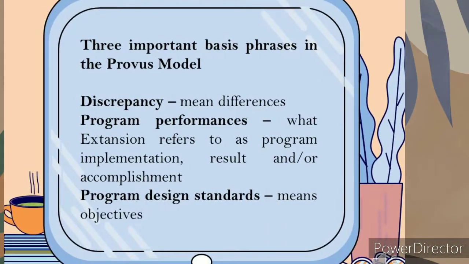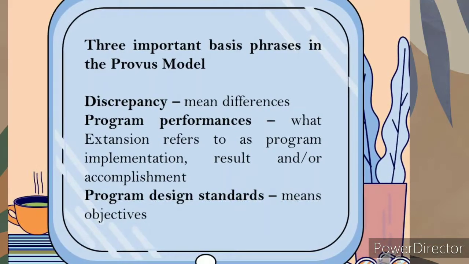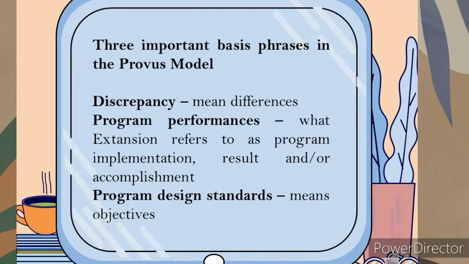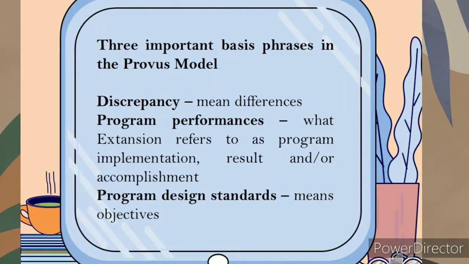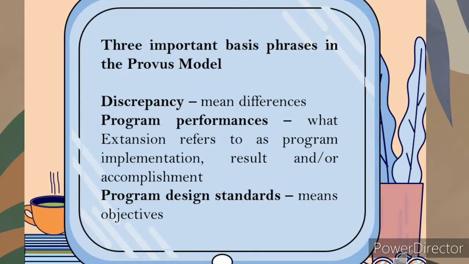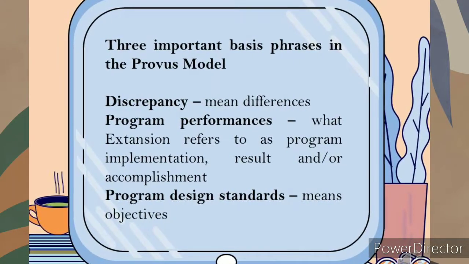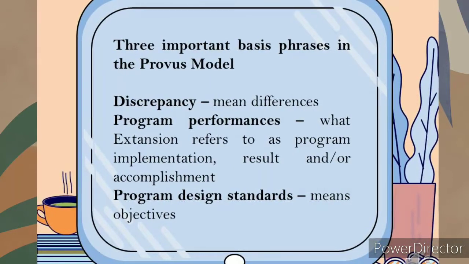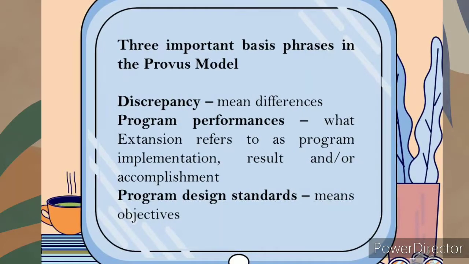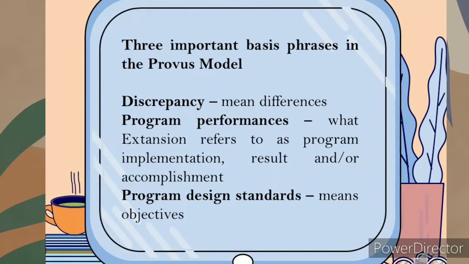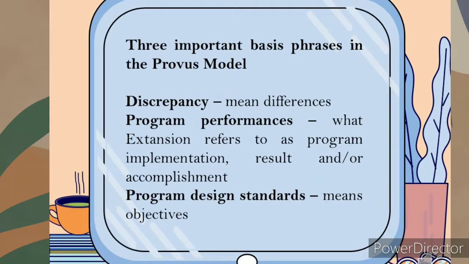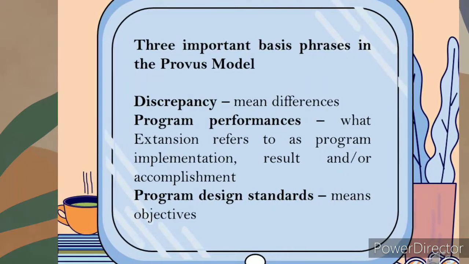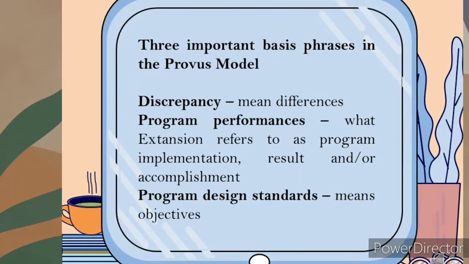Three important basic phrases in the Provus model are: discrepancy, which means differences; program performance, which extension refers to as program implementation, result, and/or accomplishment; and program design standards, which means objectives. This model for curriculum evaluation was developed by Malcolm Provus in 1971 to evaluate projects under the Elementary and Secondary Education Act in the United States, using the taxonomy of program content development by Robert Stake.